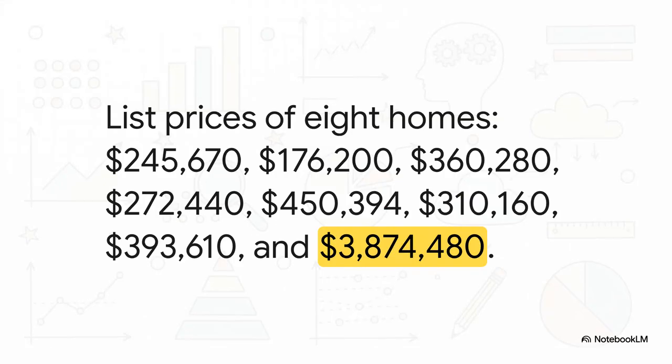Okay, so take a look at this list. These are the sale prices for 8 different houses. Right now, it's just a jumble of data, isn't it? At a glance, it's pretty hard to get a real feel for the market. You've got some high numbers, some low numbers, and then whoa, you've got that last one. How in the world do we make sense of this?